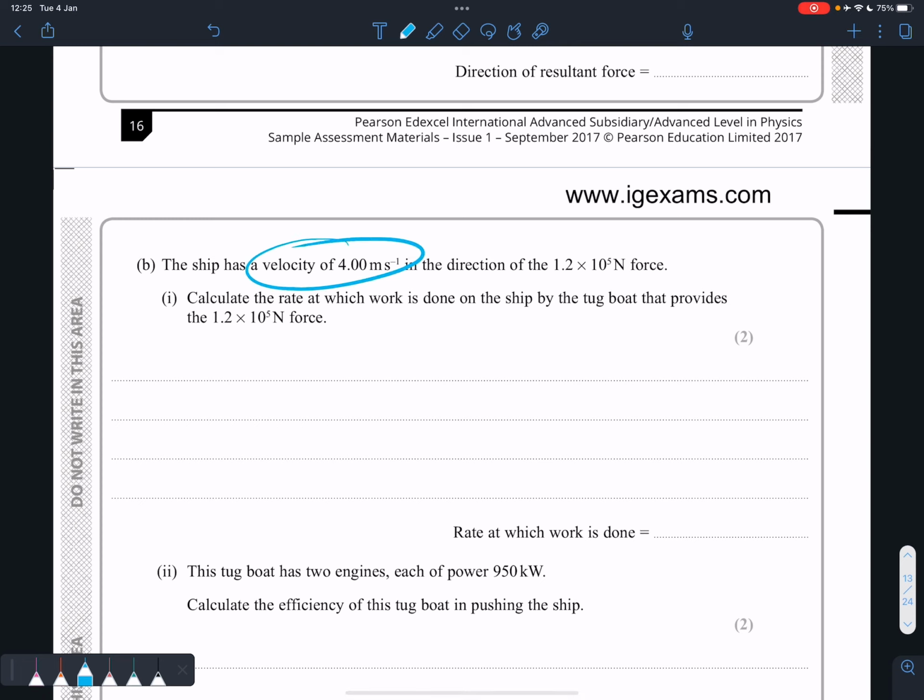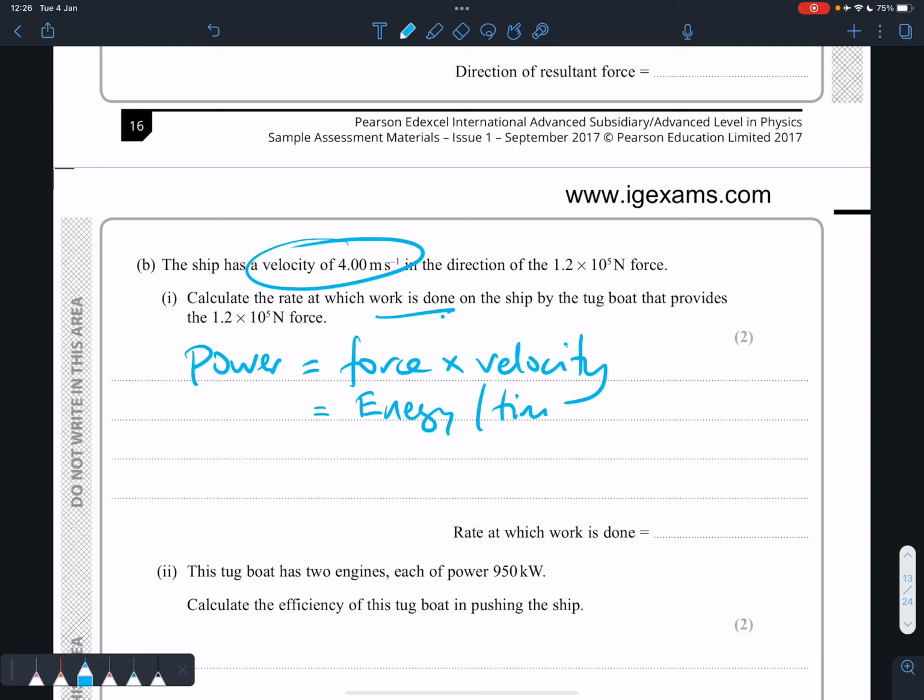So the ship has a velocity of 4 meters per second in the direction of the 1.2 times 10 to the 5. Okay. Calculate the rate at which work is done. Okay, so work being done, you've got to remember rate of work being done is the power. And power is equal to force times velocity, or power is equal to energy over time. Energy, work done, force times distance over time. A few different ways of looking at it there.